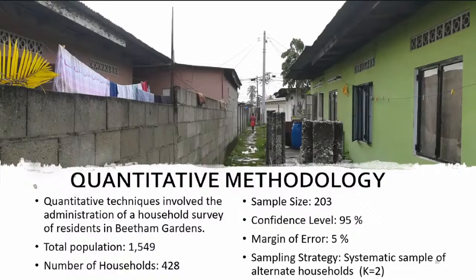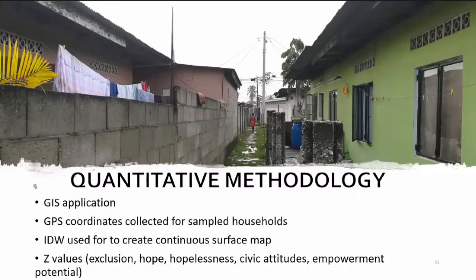So to that end, bivariate and multivariate techniques were used. In addition, because we managed to collect GPS coordinates for each household that was sampled, we were able to produce a continuous surface map of these various indices, to kind of see the spatial representation, and provide a rough visualization of how the psychosocial dispositions would have been spatially associated with each other and with exclusion.